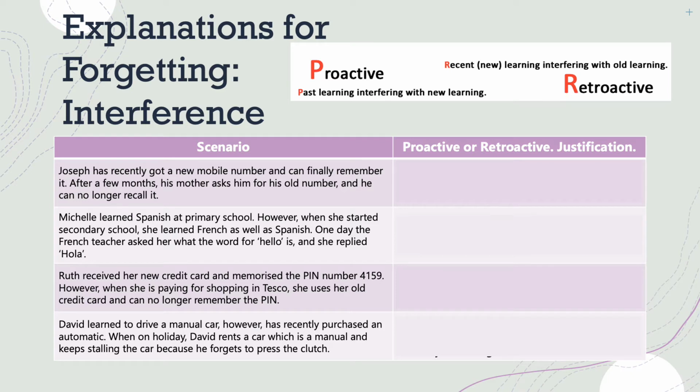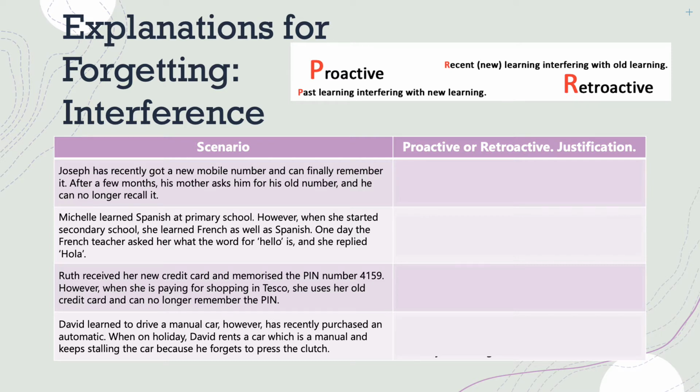Now we're going to go on to look at some studies from interference, which is our first explanation of forgetting. So just as a little reminder, proactive interference is when past learning interferes with new learning, and retroactive interference is when recent memories interfere with old learning. So have a look at these scenarios and decide whether they are proactive or retroactive.